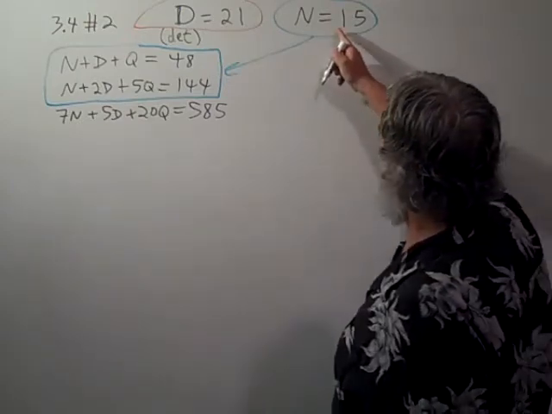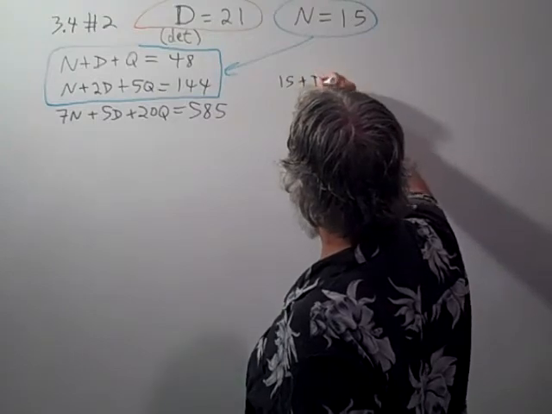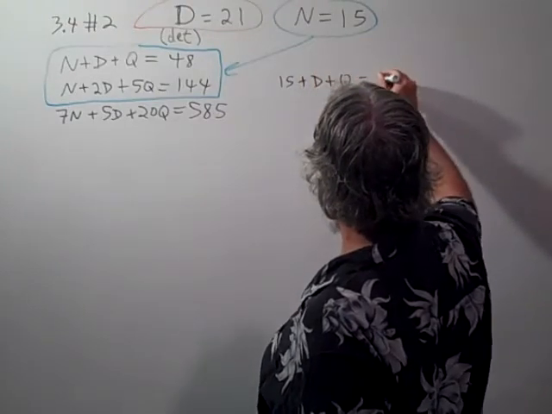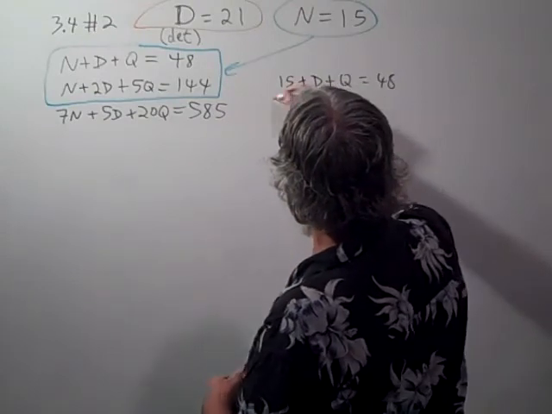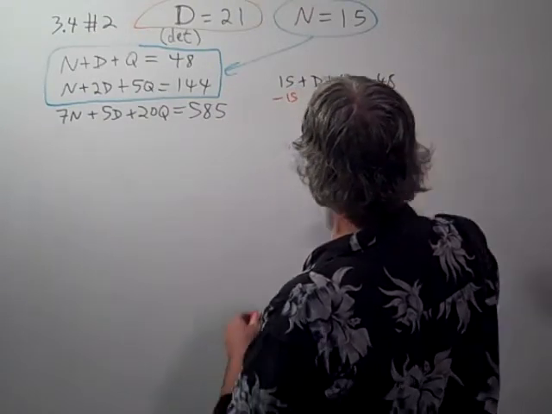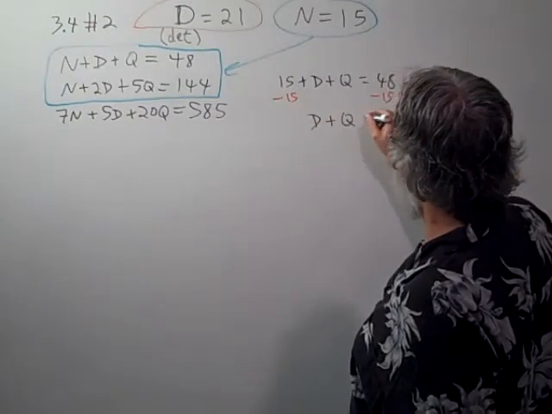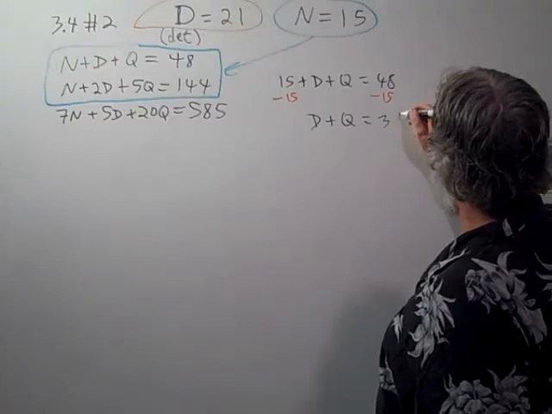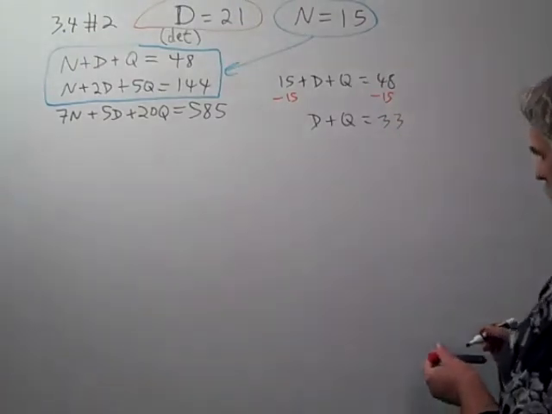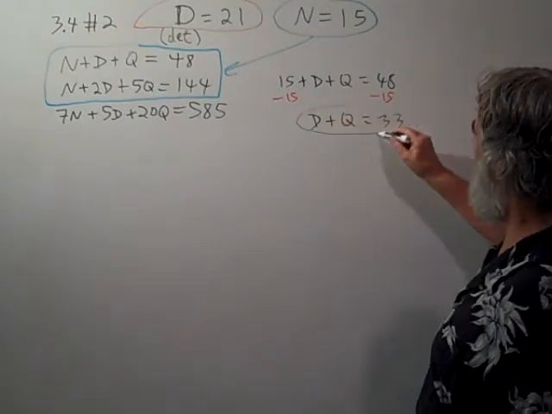So if I plug n equals 15 into these equations, I have 15 plus d plus q equals 48. And I can take 15 away from both sides of that. So this equation becomes d plus q equals 48 minus 15, which is 33. So that's a much improved little equation. Let's plug n into, so we're going to use this one in a second here.